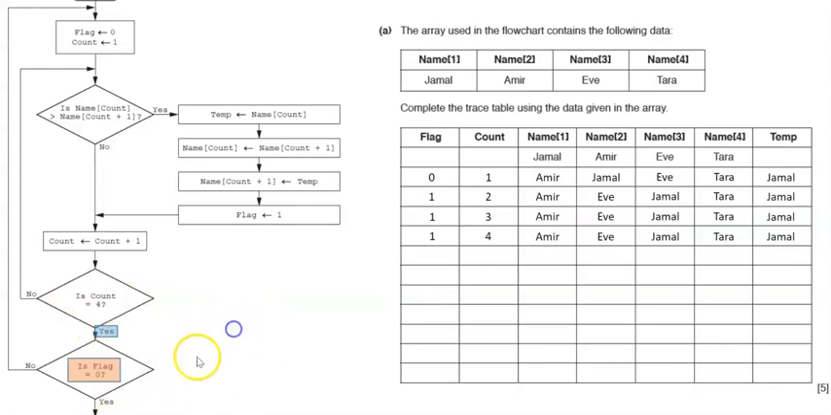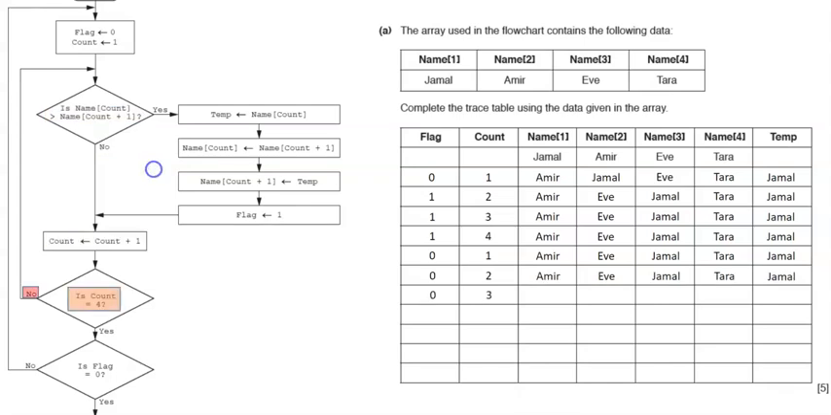So as it is not 0, we now have to go back to the beginning of the algorithm, and we get flag is 0, count is 1. So flag is now at 0. Is name count greater than name count plus 1? It's going to be no. Increment counter, count is not 4. So we're going to continue iterating this until count is equal to 4.